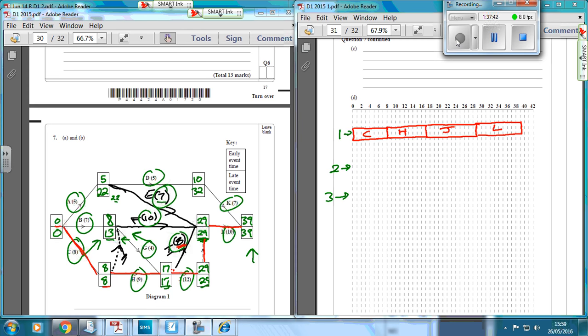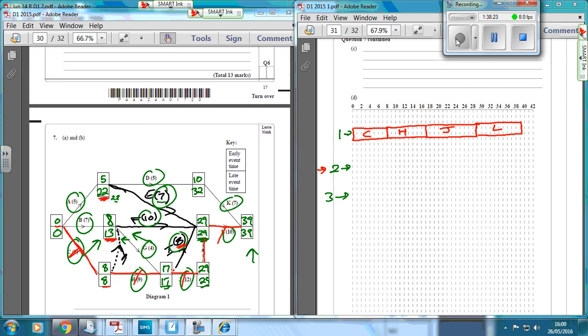Okay, so now we've got to do worker 2. The way we start off this second worker is we look at what we've done: C, H, J, L. So we now have a look at the next most critical activity that can start at time 0. We start the clock at 0, and the most critical one is the one with the earliest late event time, so we're looking at the bottom numbers now. We've got 13 here, and 22 here, of the ones that can start. The most critical is 13, because that's the earliest late finishing time.